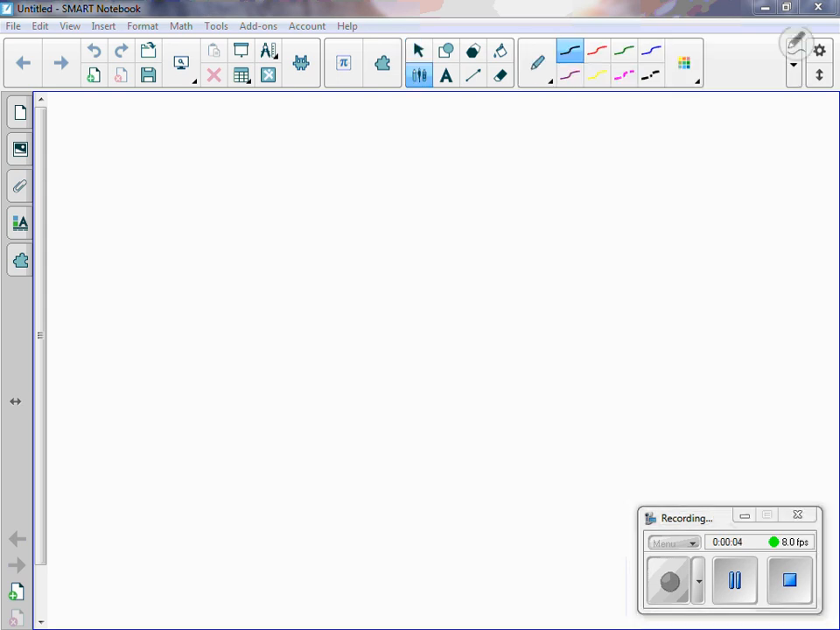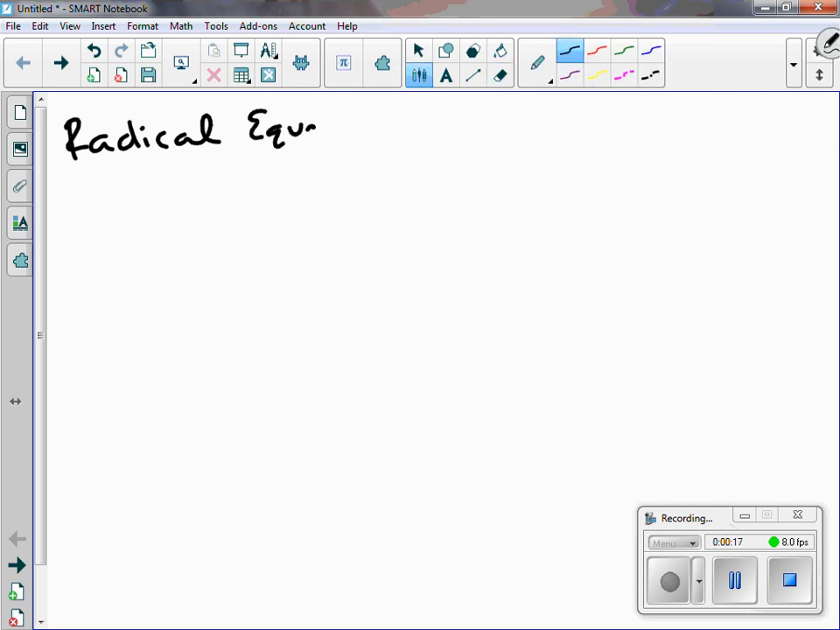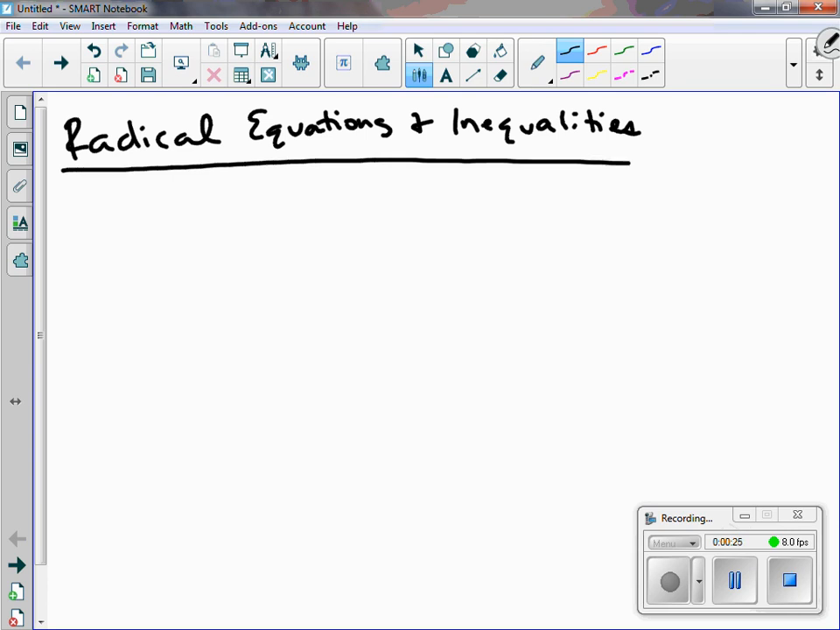Sometimes you will have radicals inside an equation in which you have to solve for a variable. Sometimes there'll be inequalities. And the goal is, yes, you're trying to solve for the variable, but the goal is to get rid of those radical signs as quickly as possible, because then it's going to be turned into a regular algebra problem, which is your goal.